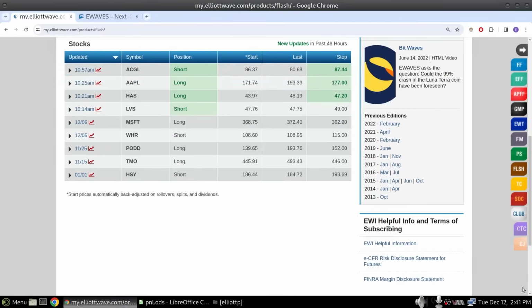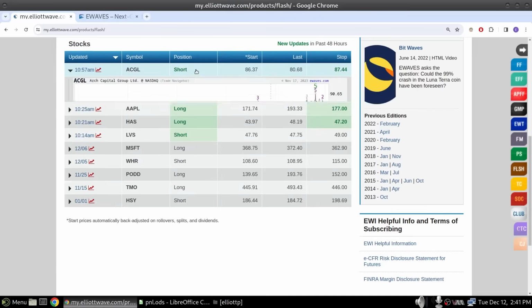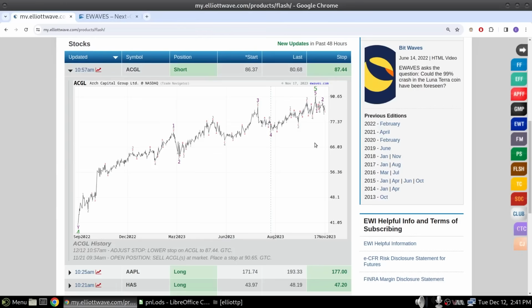All right, now here's the fun part. Let's look at some of these and talk about the trading setups, talk about how we found them using the eWaves engine, and go from there. So let's start with the first on the list here, ACGL. This is an inverse position. Let's pop that down, and you'll see we have a chart.